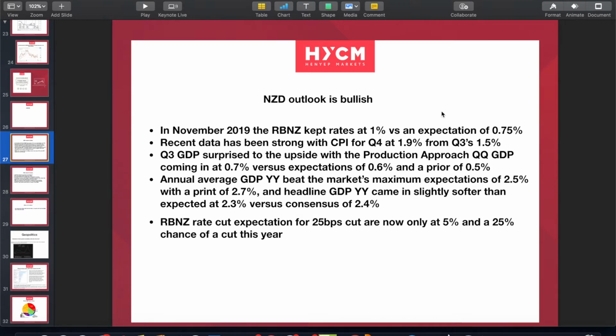Fourth quarter CPI came in at 1.9%, and that's just a 0.1% tick down of the 2 to 3% RBNZ target range. The third quarter GDP surprised to the upside, coming in at 0.7% versus 0.6% and a prior of 0.5%. Also, annual average GDP year on year beat the market's maximum expectations of 2.5% with a print of 2.7%. So all in all, the RBNZ rate cut expectations for a 25 basis points rate cut are now only at 5% for the whole year, and there's only a 25% chance of a cut this year rather.